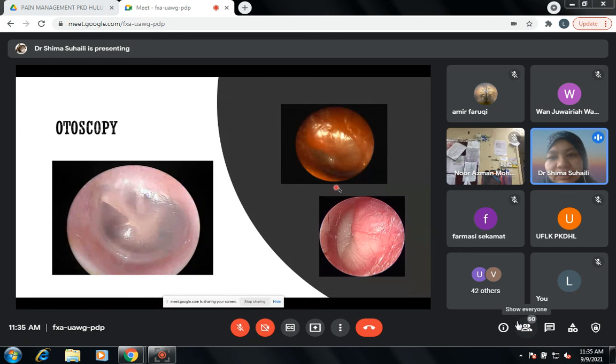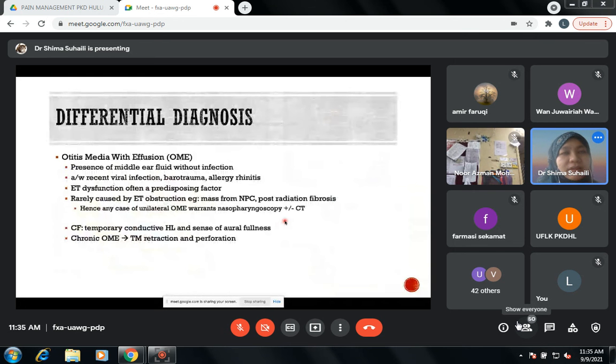Okay, so these are the signs that you can see from the otoscopy that are suggestive of otitis media. Okay, so with the clinical history plus the otoscopy examination, you can think, oh, this patient might have otitis media, acute otitis media. But there are a few differential diagnoses that you have to entertain also.